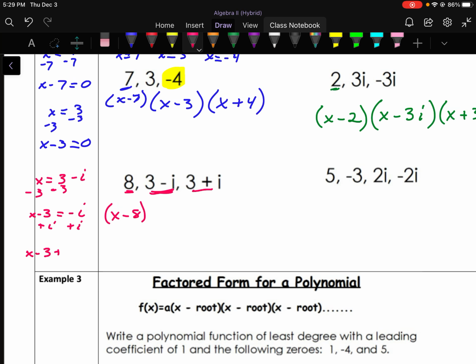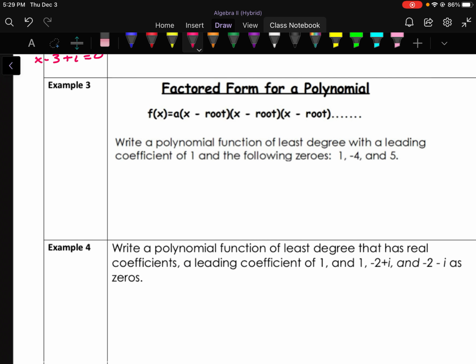And so kind of using that same process, if you want to do the work, you certainly can, but in order to get x equals 3 plus i, our factor that we started with had to be x minus 3 minus i. And I'll leave this last one here for you to finish up.